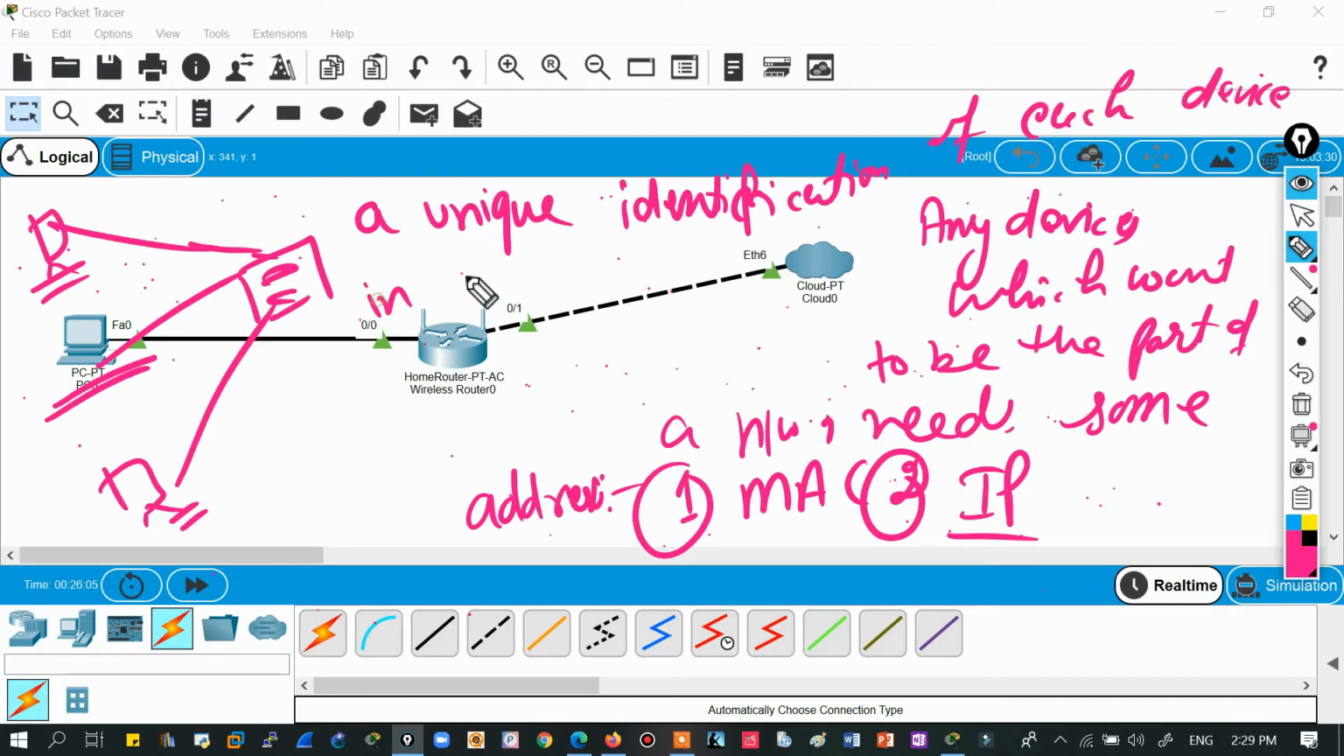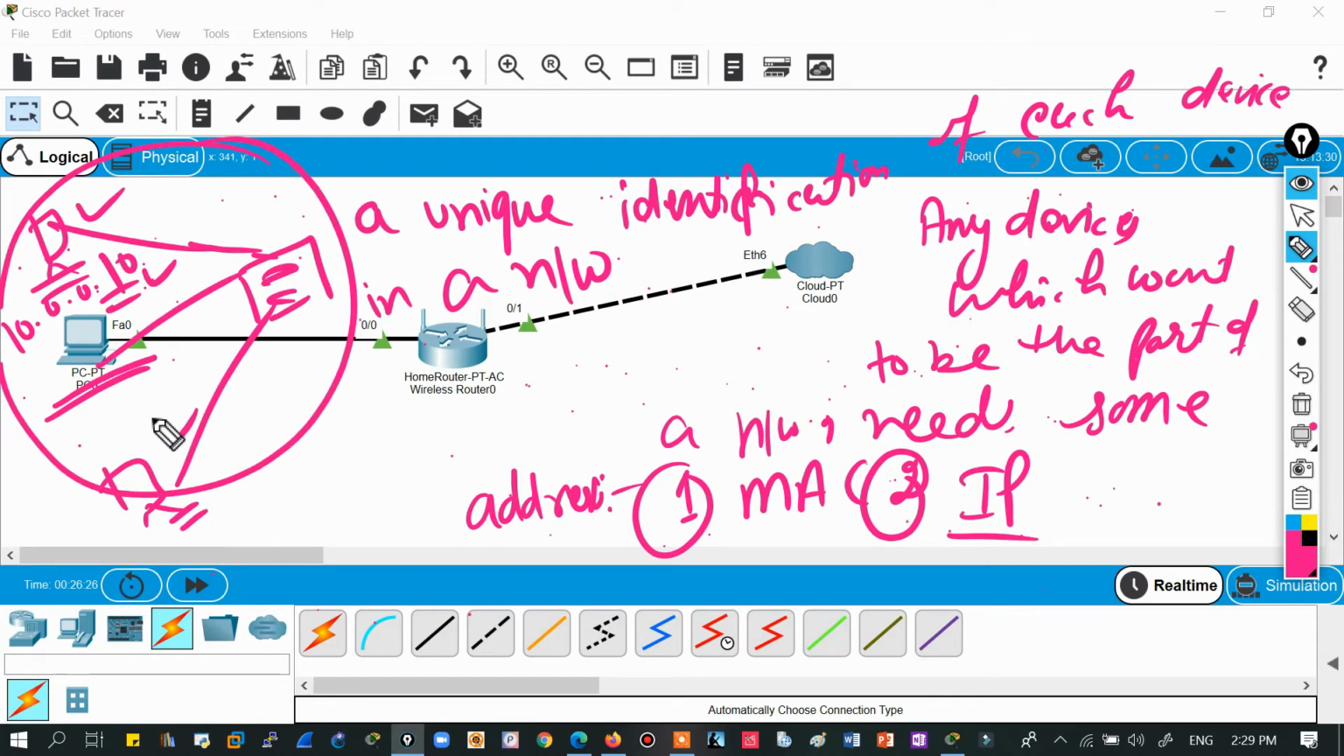So why do we use an IP address? So that we can uniquely identify a device in any particular network. That's the reason why we need to have a unique IP address. It means if this PC has the IP 10.10, this 10.10 cannot be used on any other PC in that network. So this needs to have 10.1, 10.2, 10.3 and so on.